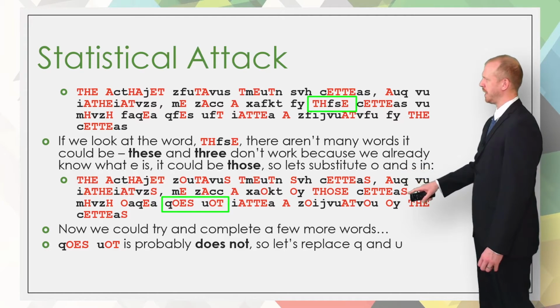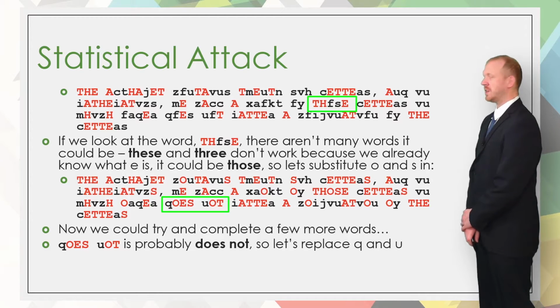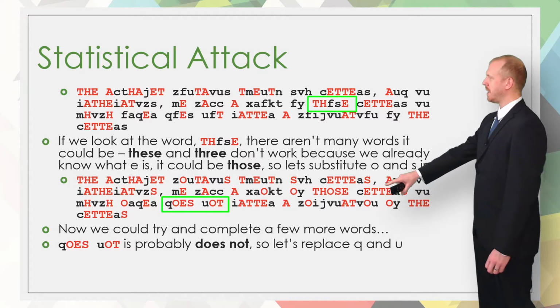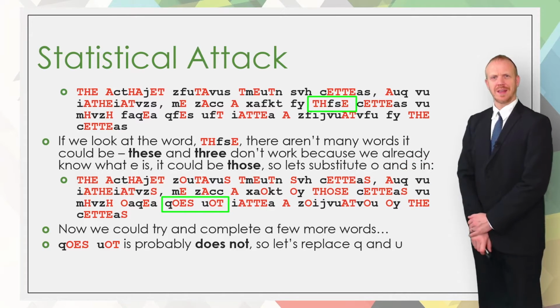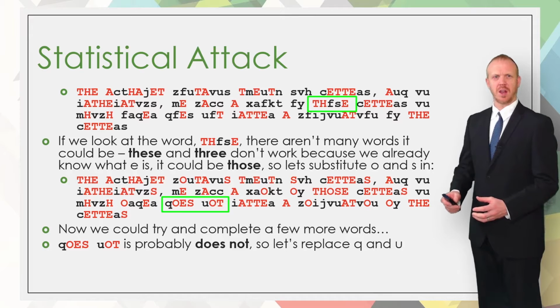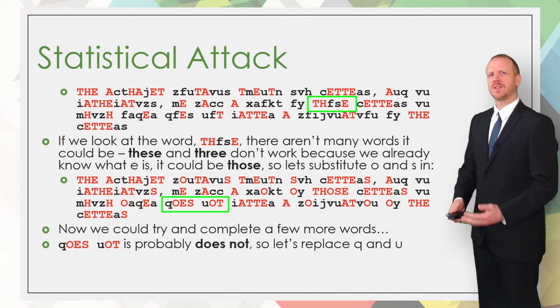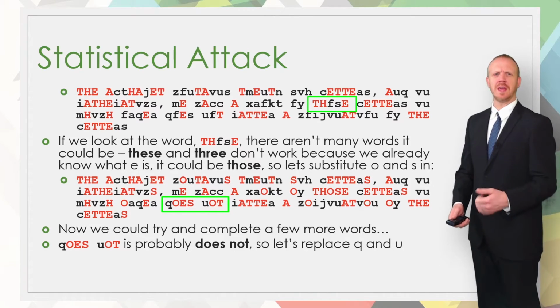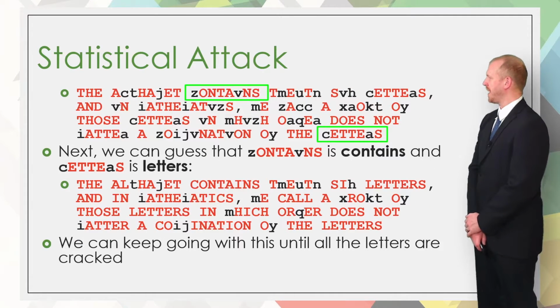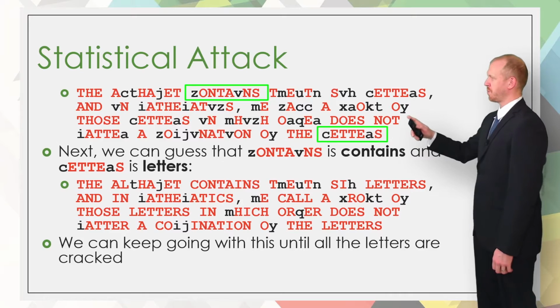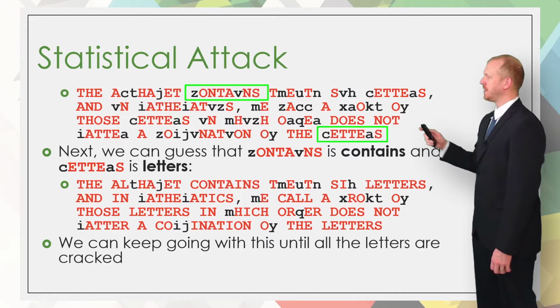There's nothing that jumps out as being something that won't work. Assuming that's right, there's a phrase there, Q, OES, U, NOT. So something OES, something OT. That's probably "does not". That's a word combination that goes together a lot and would fit nicely there. So let's assume that's right. Replace the Q with a D and the U with an N. Let's put that in. And now we've got this. This looks pretty good so far. Again, nothing's jumping out as being something that wouldn't go together.